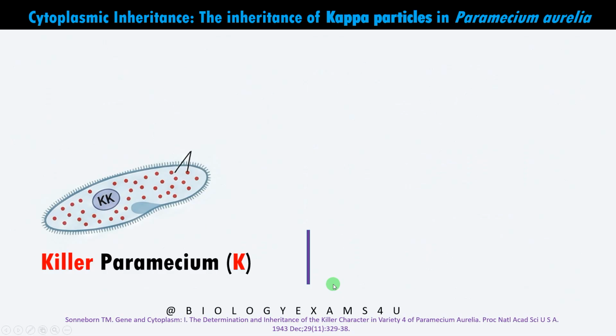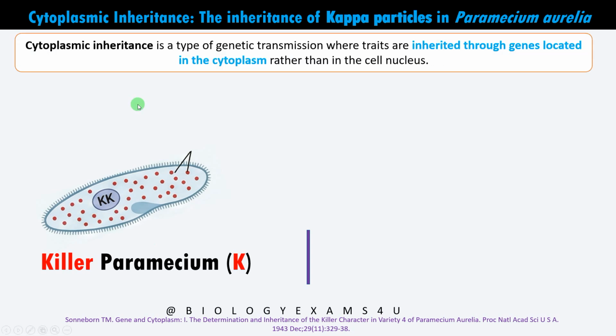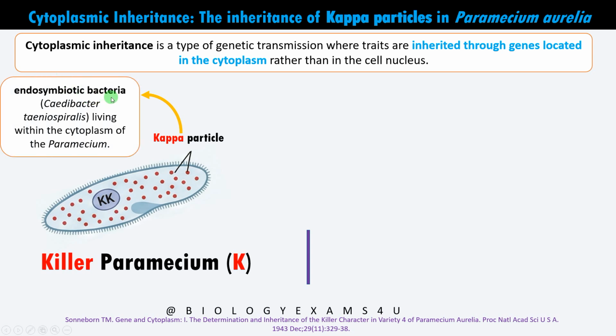Now let me make it more clear. So what is cytoplasmic inheritance? It's a type of genetic transmission where traits are inherited through the genes located in the cytoplasm rather than in the nucleus. So in killer paramecium, there is capital K gene that is residing in the nucleus, whereas Kappa particles are essential. So Kappa particles are located in the cytoplasm, and this particle, now we know that this is actually an endosymbiotic bacteria, Caedibacter taeniospiralis, living within the cytoplasm of paramecium.